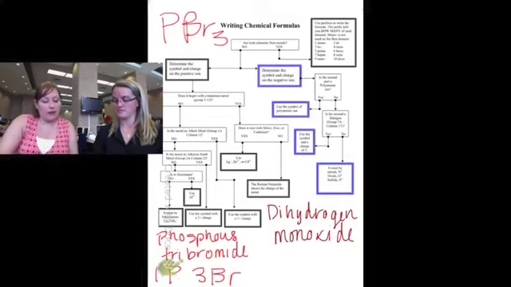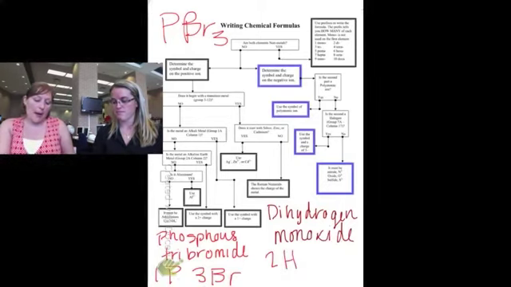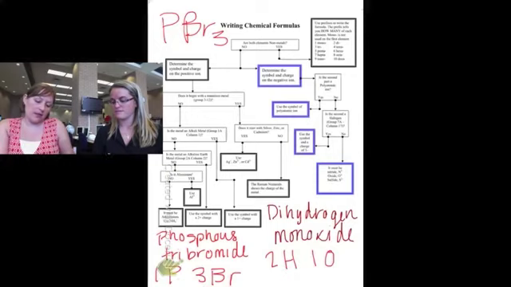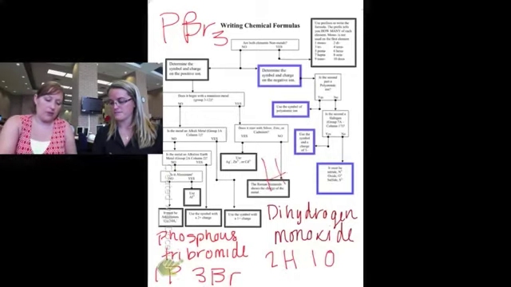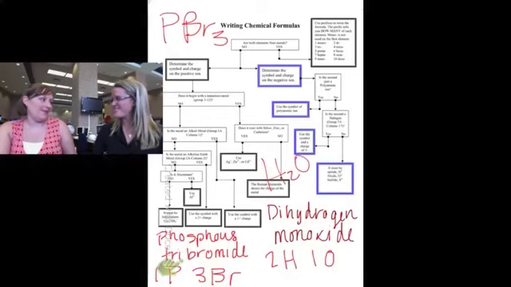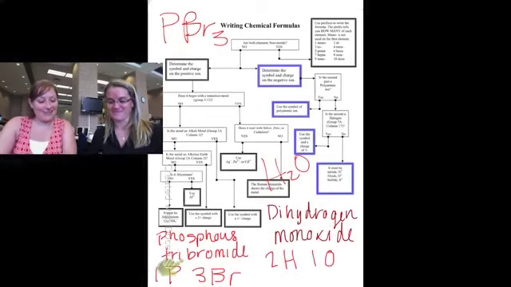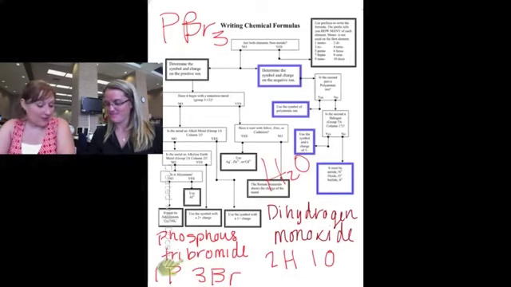Dihydrogen, so di is 2, and hydrogen is H. Monoxide, mono was 1, and oxide is oxygen. So H2O. Do you know another name for that? That's water. So that's all there is to it?